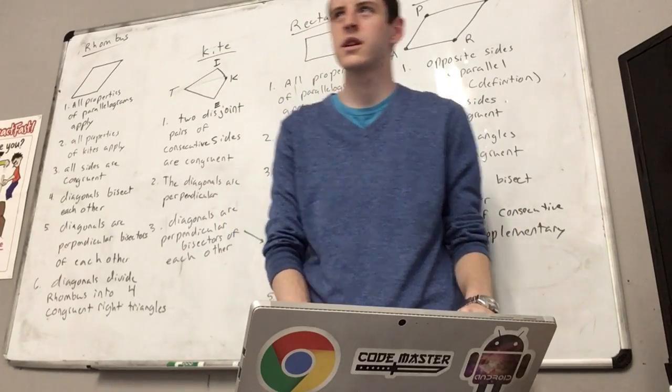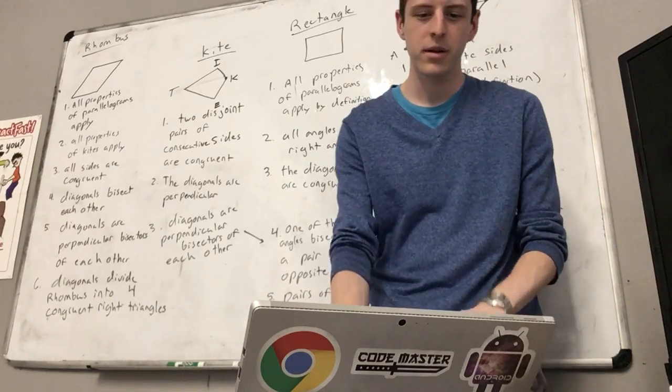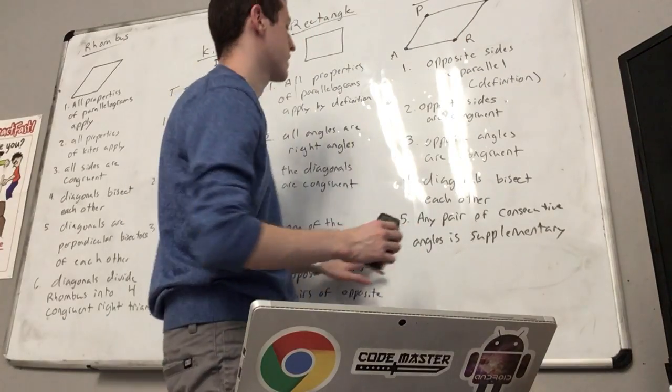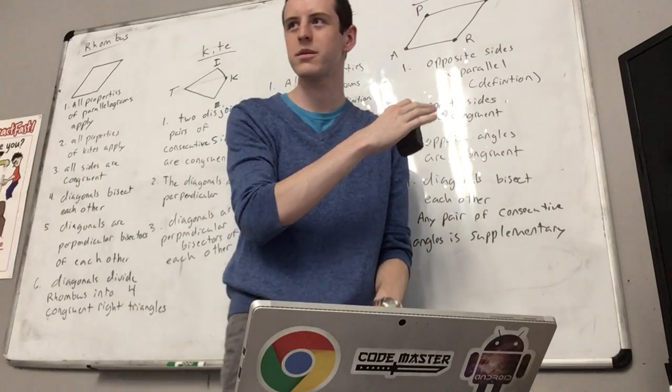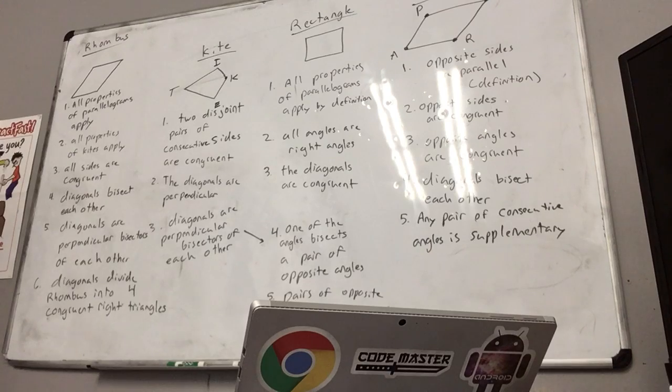I will leave this up for a moment for people to catch up on. But I will be erasing the ones over here now. The parallelogram. If you need me to read any of them, I can. Number 6. Diagonals divide the rhombus into 4 congruent right triangles.